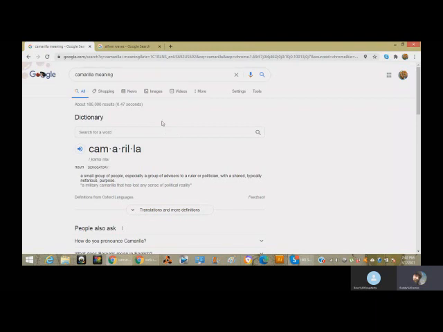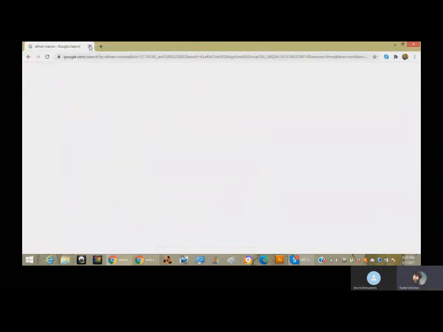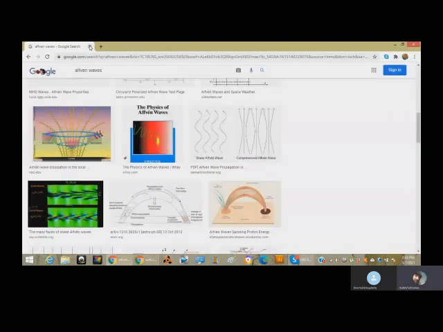So the word of the day, camarilla. Camarilla. A small group of people, especially a group of advisors to a ruler or politician, with a shared, typical nefarious purpose. A military camarilla that has lost any sense of political reality. Camarilla, a group of unofficial, often secret and scheming advisors. Also, a cabal. So that's the random word of the day.